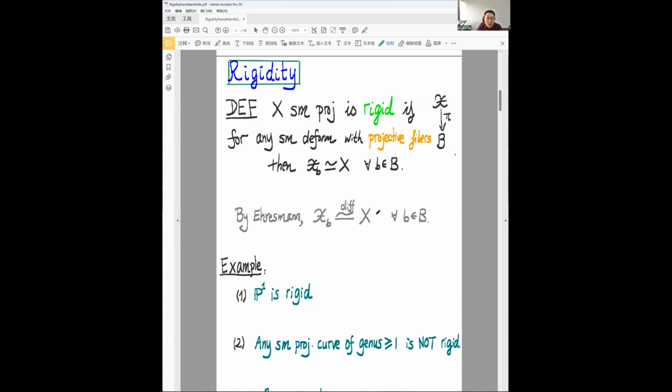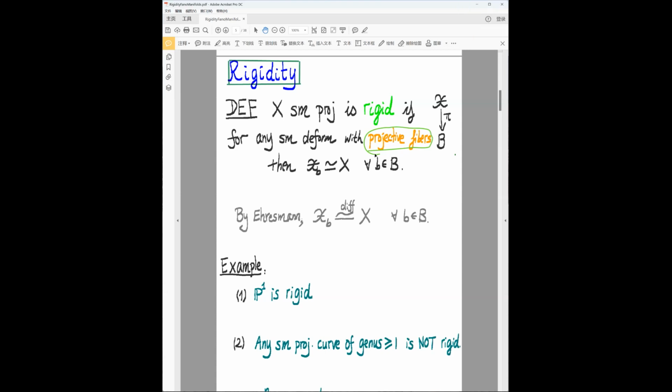Then what do I mean by rigidity? Rigidity means that when you deform this variety, it remains the same. Mathematically, with a technical assumption that the fibers are projective, whenever you have a smooth deformation with smooth projective fibers, every fiber should be isomorphic to the given variety X. This is quite a strong restriction on the variety itself. You can construct many varieties which are not rigid. So the main problem is to find the varieties which are rigid.